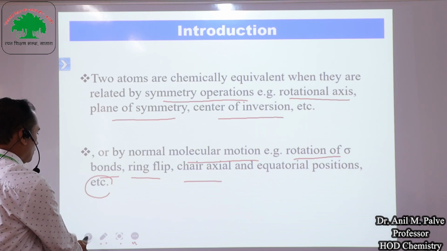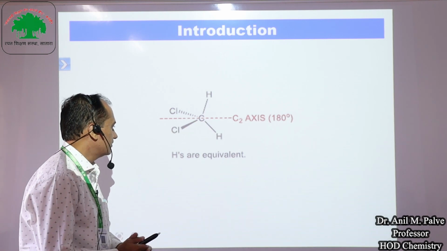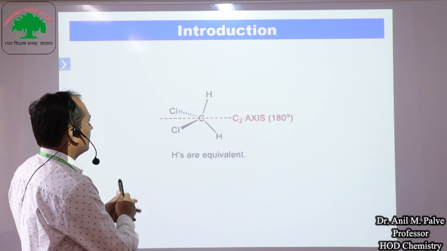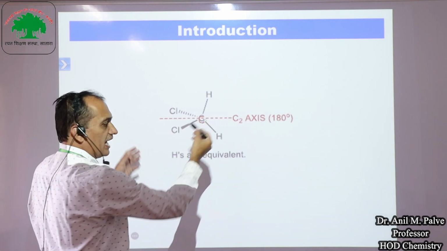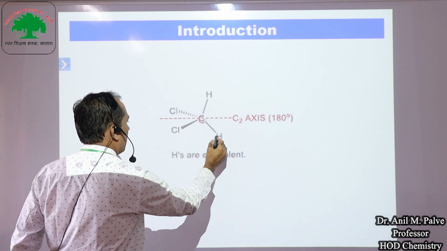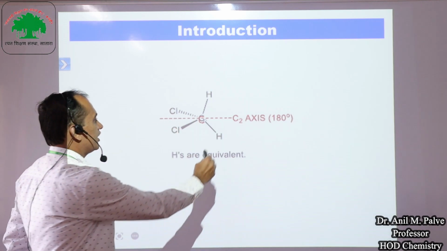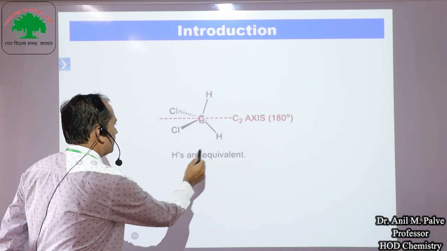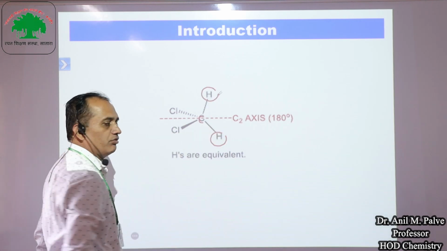Now we'll move ahead and try to understand with the help of a simple example. Here you can see that this carbon is attached to four different atoms. The first is chlorine, another is chlorine, and here we have two hydrogens. For this molecule, a C2 axis of symmetry is there, and these two hydrogens are equivalent.